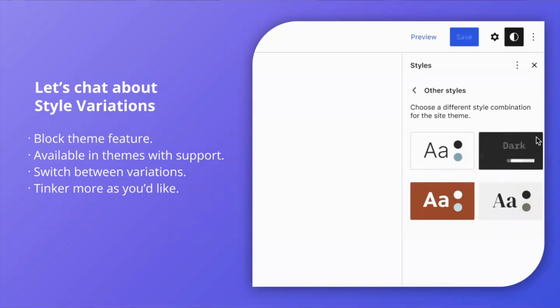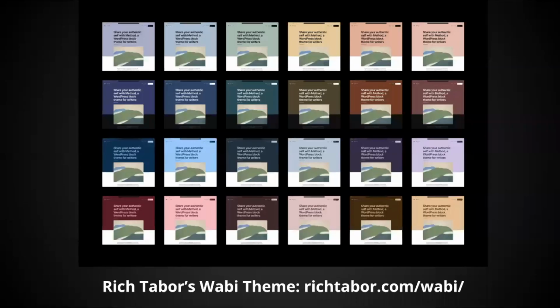To get a sense of what this allows, here's a visual from Rich Tabor's Wabi theme that I highly recommend checking out. If I'm not mistaken, this was the first ever theme to adopt this feature, back when it was only available if you used it alongside the Gutenberg plugin. But you'll see here all the different styles and options you can have all within a single theme.